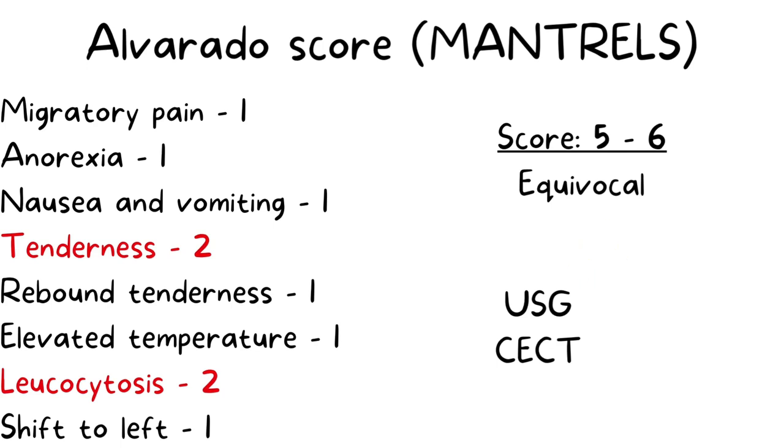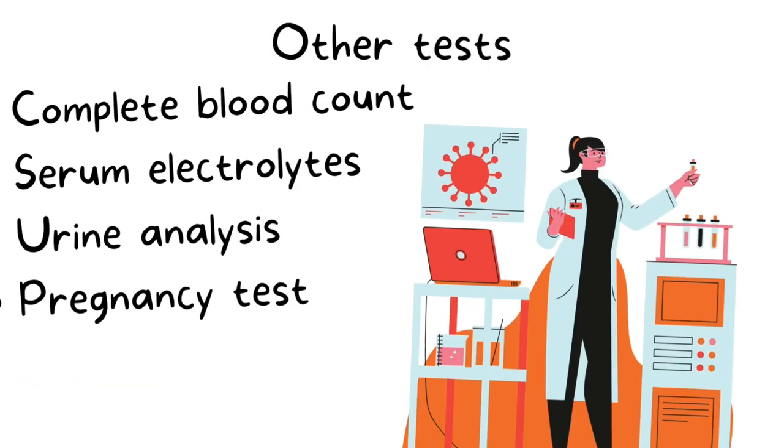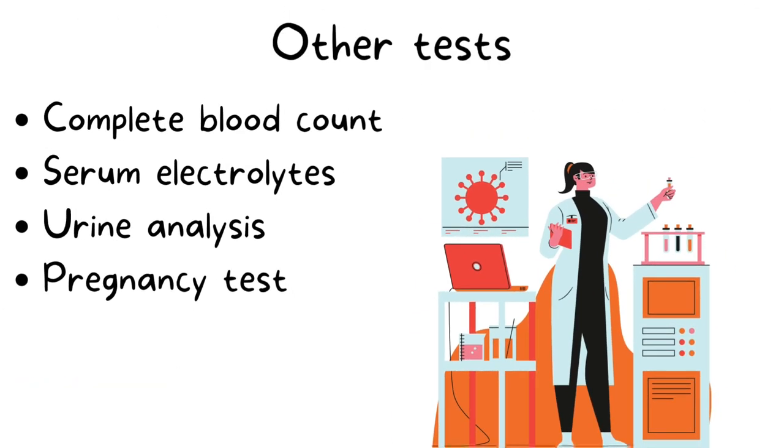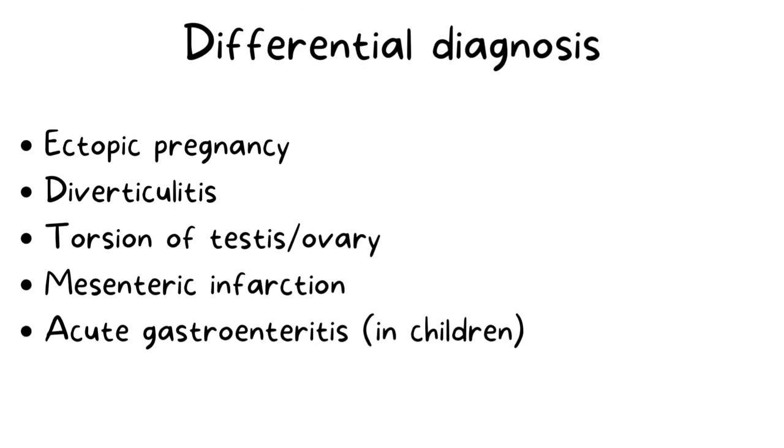Ultrasound is very helpful in children and lean individuals, and also in women who are suspected to have other pelvic problems. CT is also highly sensitive. Other tests are complete blood count, serum electrolytes, urine analysis, and also a pregnancy test, because ectopic pregnancy is a very common differential diagnosis mimicking appendicitis. So these are the differential diagnoses for appendicitis: ectopic pregnancy, diverticulitis, torsion of testis or ovary, mesenteric infarction, and acute gastroenteritis, which is a very common differential diagnosis in children.